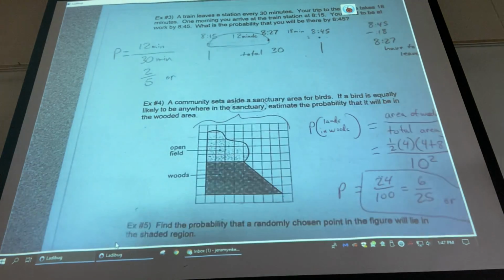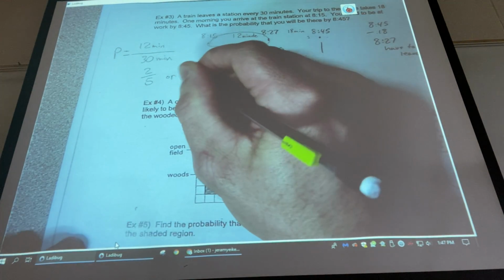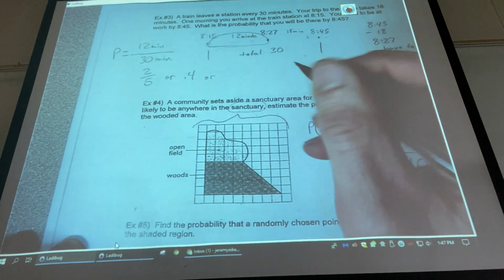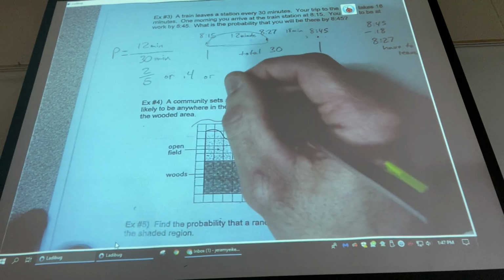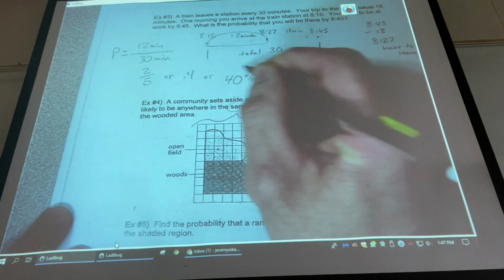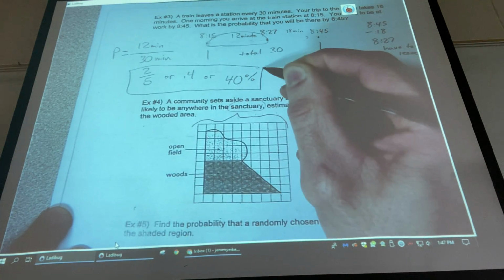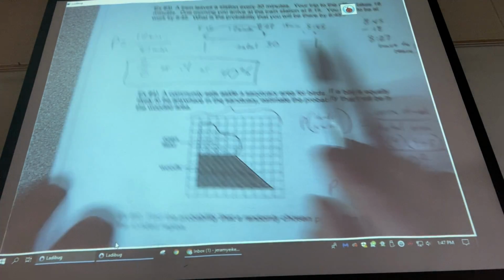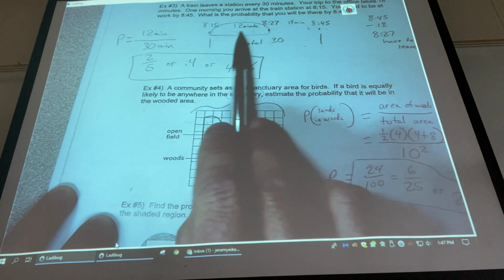And it's usually helpful to think of it as a decimal. What would be the decimal? 0.4. And it's also helpful to think of it as a percent. So what's the percent chance that you'll be on time? 40%. So it's kind of a geometric probability if you think about time as a number line, basically.